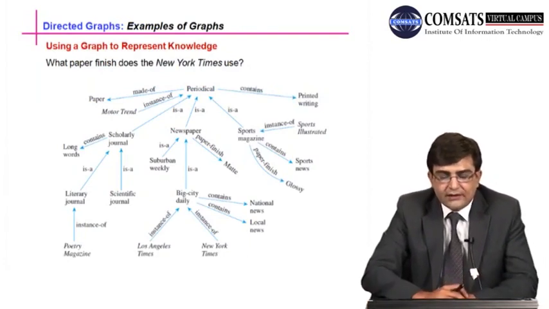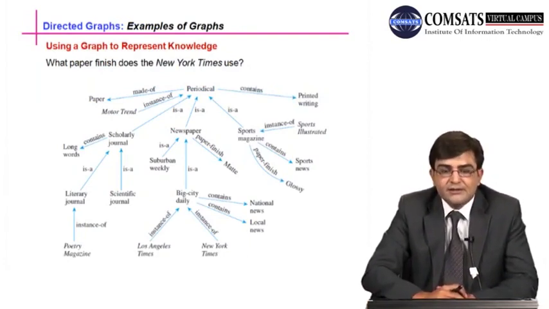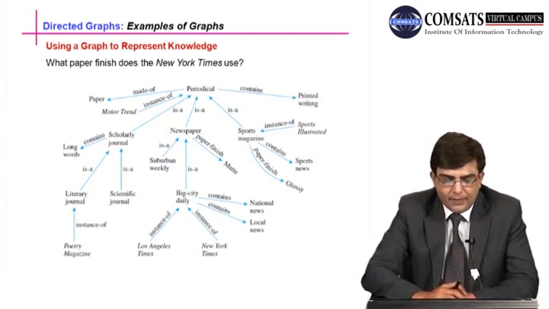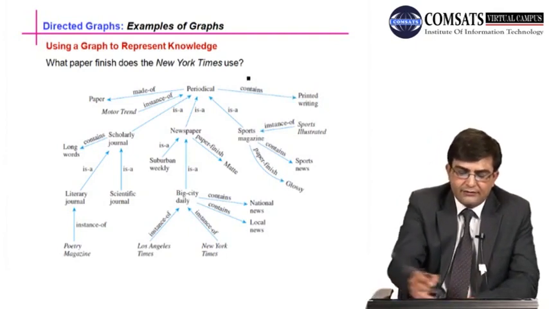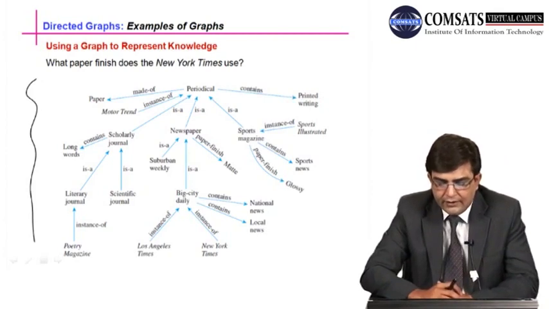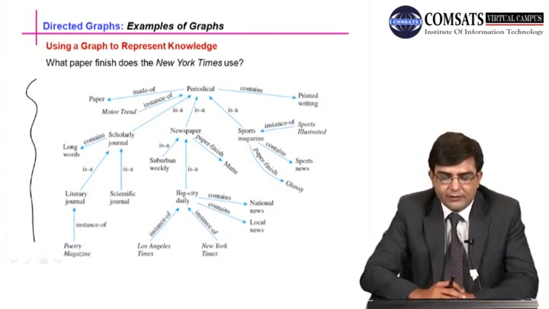Directed graphs have many applications in computer science and in solving problems in computer science and daily life. For example, using a graph to represent knowledge. Here this is a graph which shows some information, and we can find information from this graph using the direction, the directed edges and vertices.